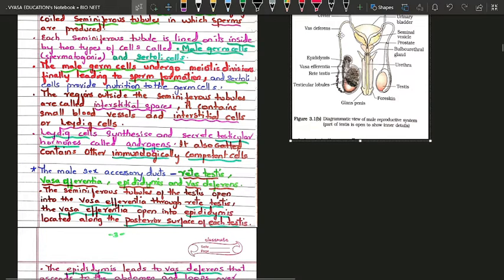Okay. Yes. So it goes this way, isn't it? It goes this way. Then this is the vas deferens.